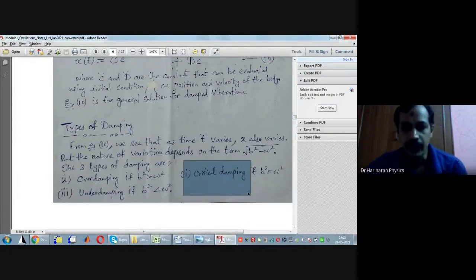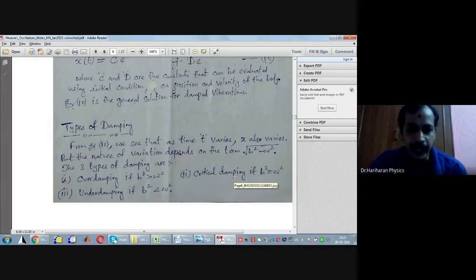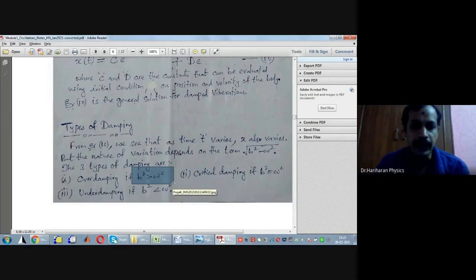Look here, how fast the amplitude decays to zero depends on the type of damping. That depends on two factors: the choice of value of B and the natural frequency of vibration omega. Once again, how many types of damping are there? There are three types: over damping, critical damping, and under damping.